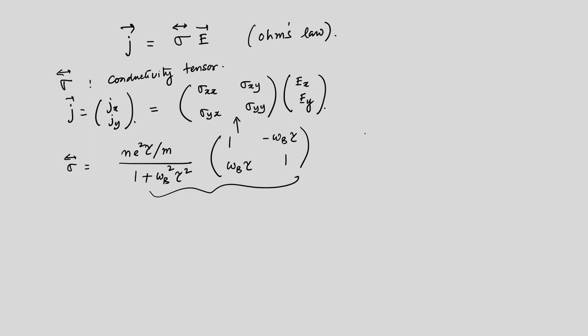Now I told you that this sigma 0, let's call it sigma 0, you can call it sigma Drude also. This is the Drude result, n e square tau by m. So this is equal to sigma 0 divided by 1 plus omega b square tau square, times the matrix with 1 and minus omega b tau, and omega b tau and 1.